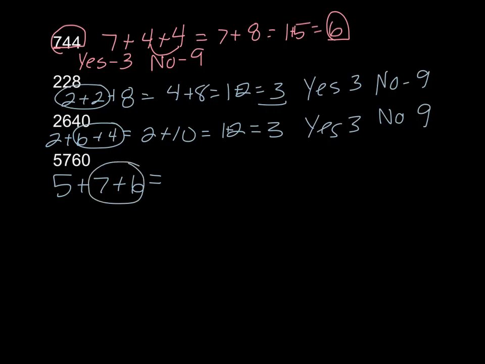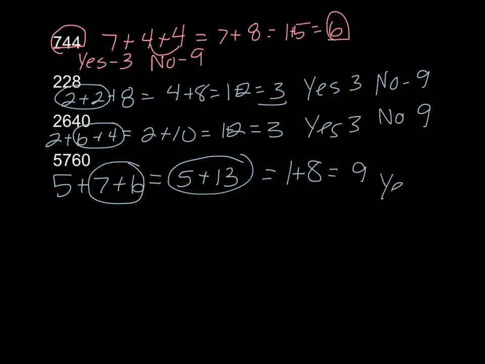7 plus 6 is 13. 5 plus 13 is 18. We're not done. We need to add the digits in 18. 1 plus 8 is 9. So this is a yes to 3 and a yes to 9. So when you check 3, you can really check 9 at the same time.